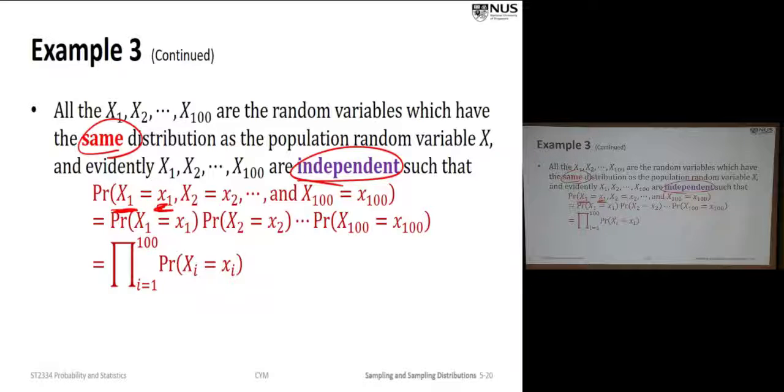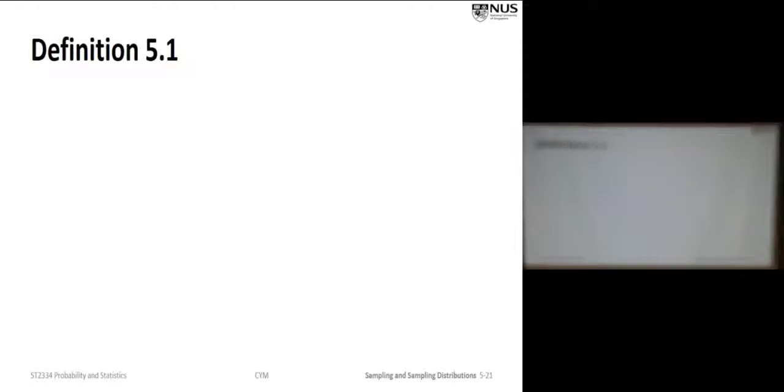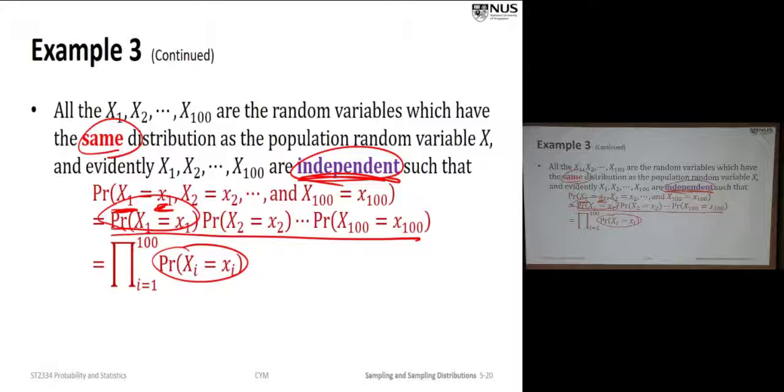So the event X1 equal to little x1, X2 equal to little x2, and so on, has a probability equal to this product. We can do that because all these Xi's are independent. So the joint distribution is equal to the product of individual probabilities, but each one has the same probability, so I just write it like that. That is how we represent a random sample.